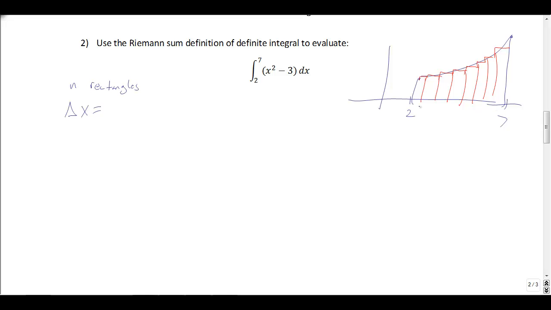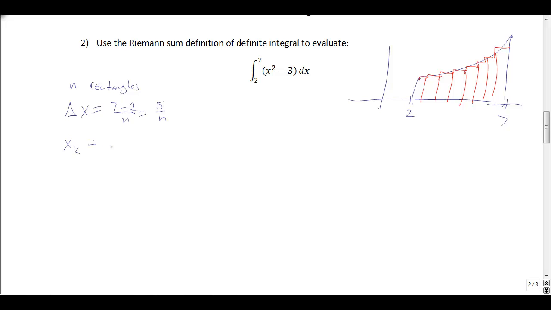So the distance, the width of one of these rectangles, is 7 minus 2. It's a distance of 5, and I just divide that by n. So delta x is 5 over n. And then the x_k are the points where I'm finding the heights, really the function values. So I'm going to choose right endpoints.